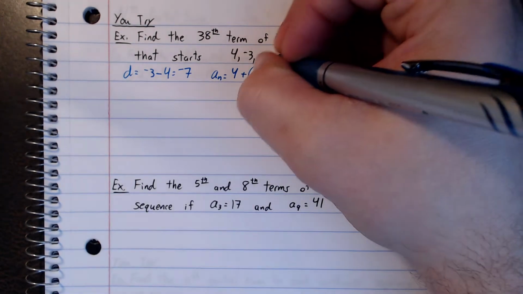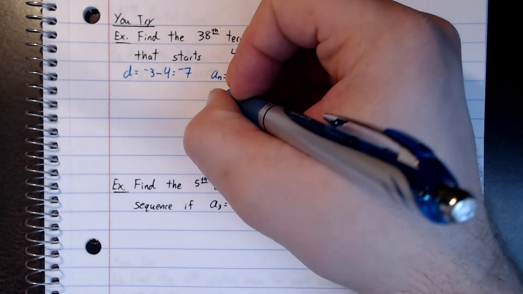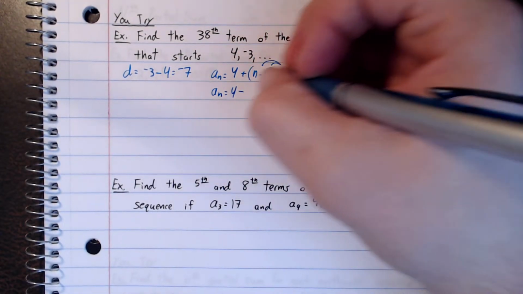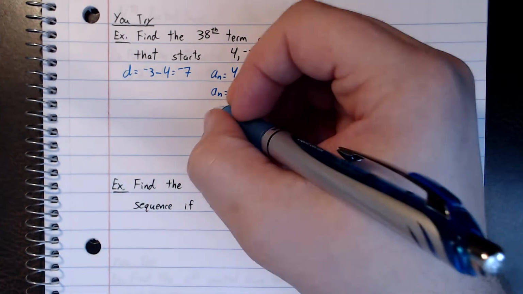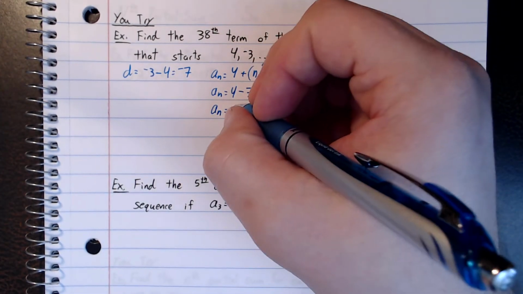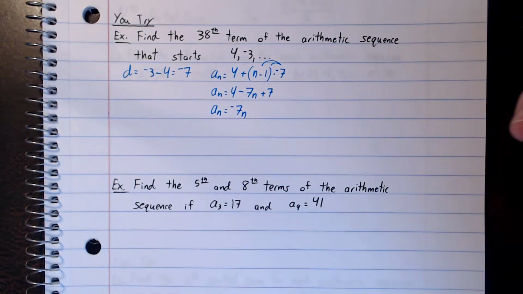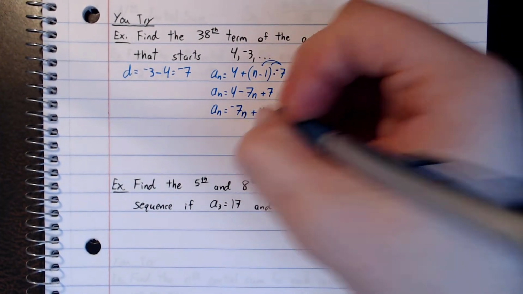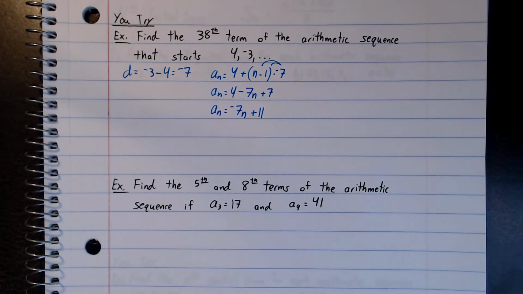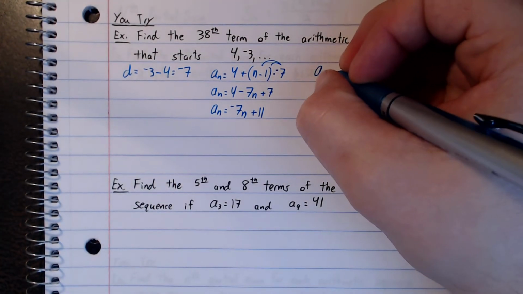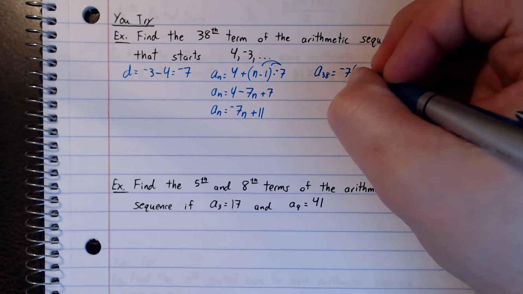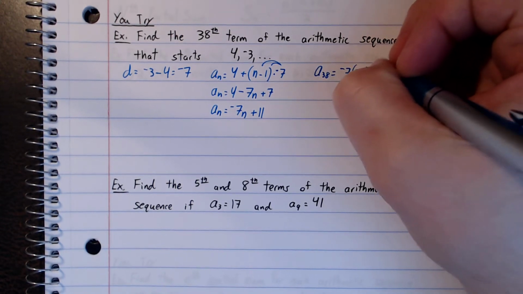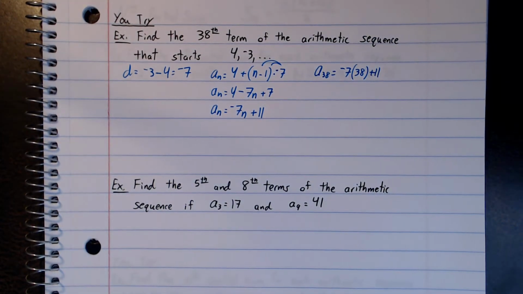So we've got to distribute. So let's see, 4 minus 7n plus 7. So our formula is negative 7n plus 11. We want to know the 38th term. So we've got to do negative 7 times 38 plus 11.